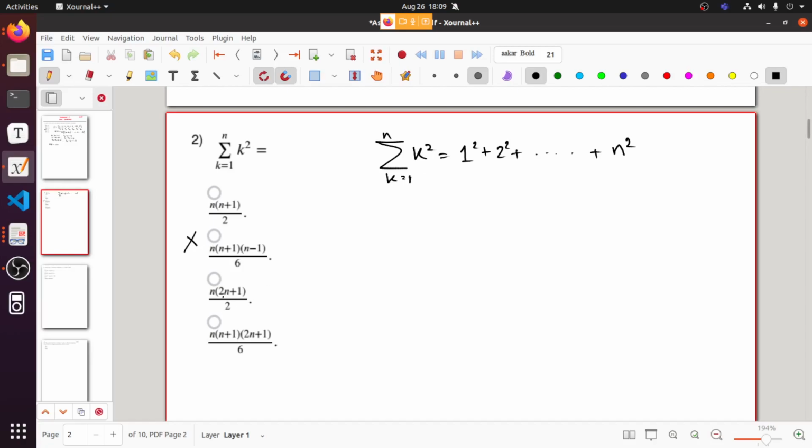If you put n equals 1 in option 3, you will get 3 by 2. It cannot be a fraction, because this sum is always a natural number. So this is again false.